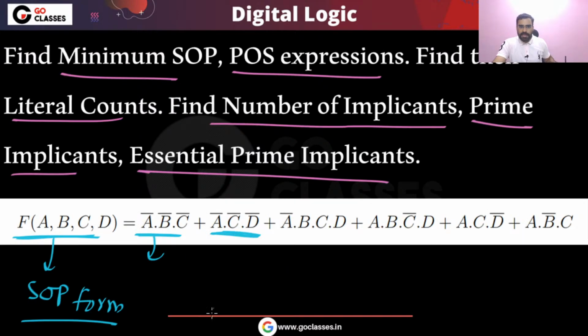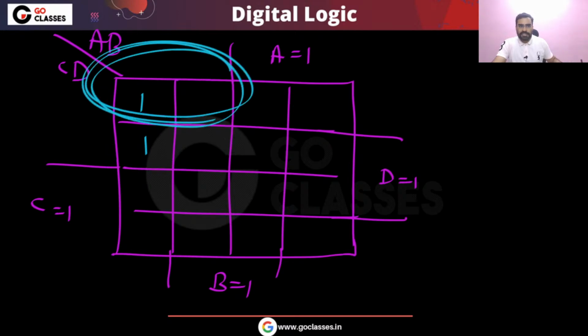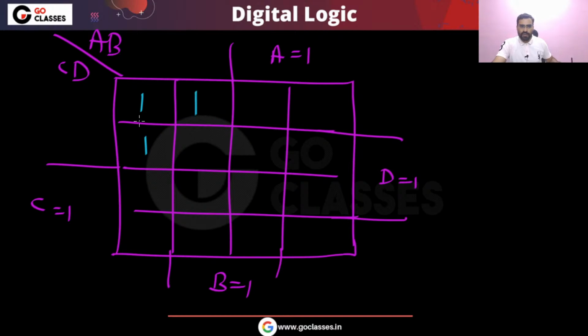Next, A bar, C bar, D bar. So notice this is A bar, A bar, C bar, and this is A bar, C bar, D bar. Okay, remember this is A bar, C bar, this is A bar, C bar, D bar. So this will be 1 1.